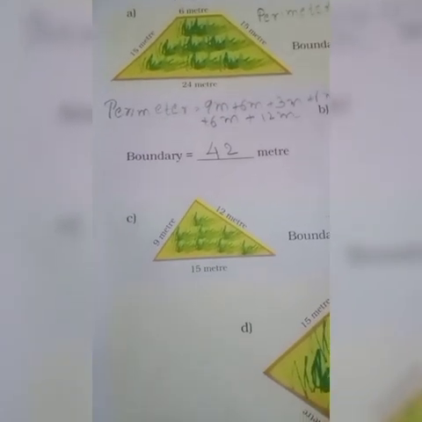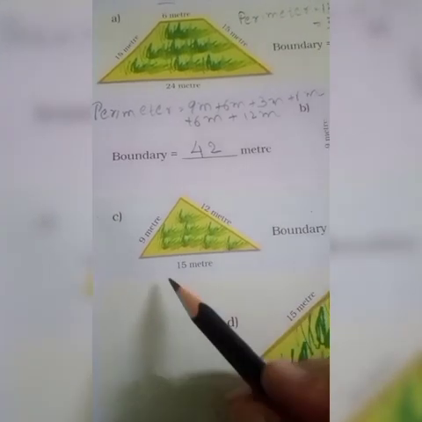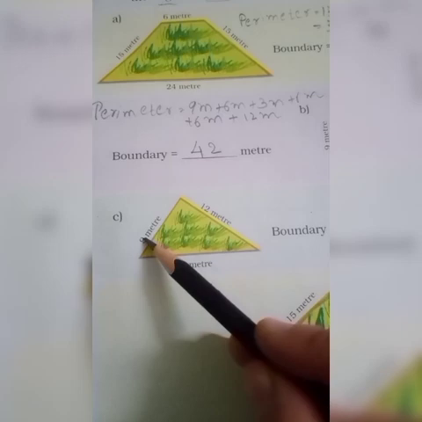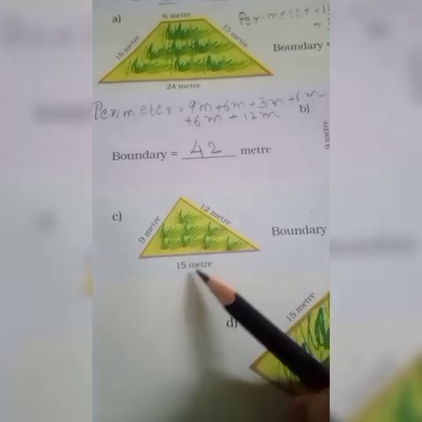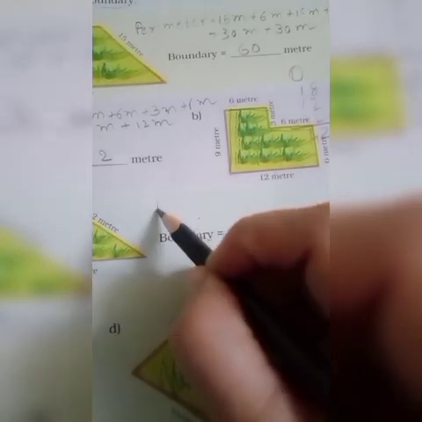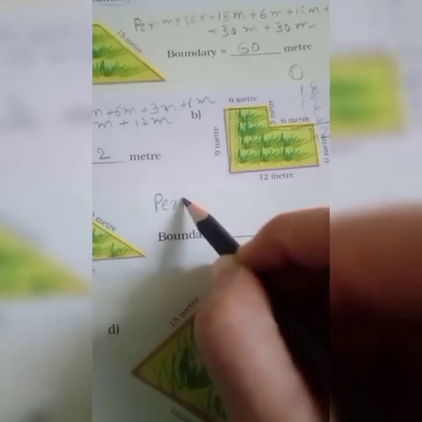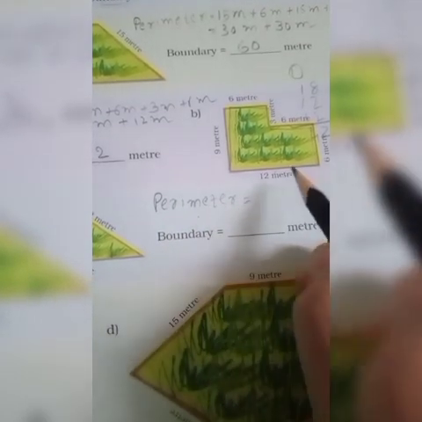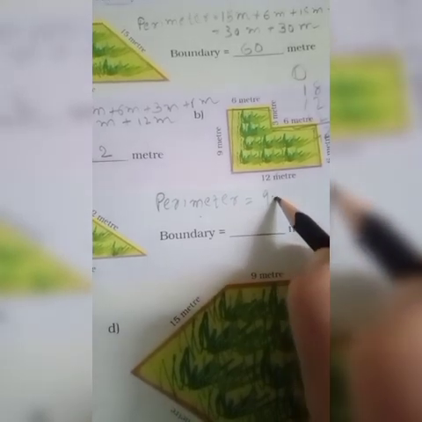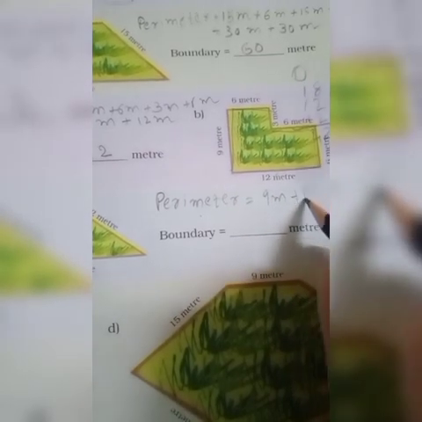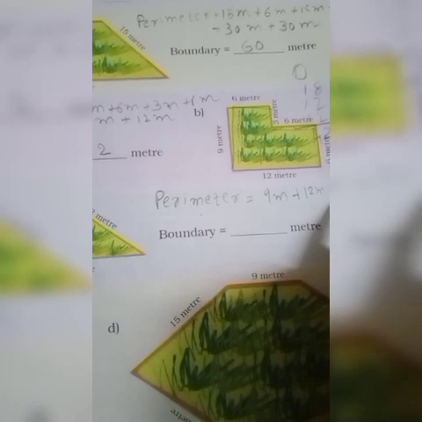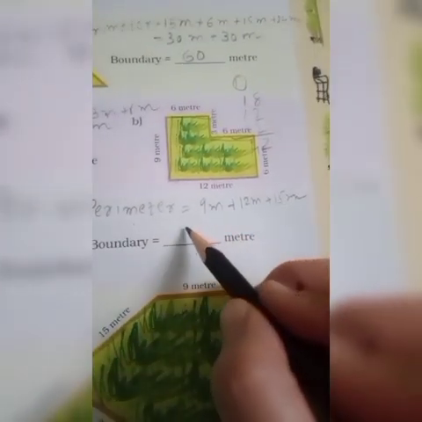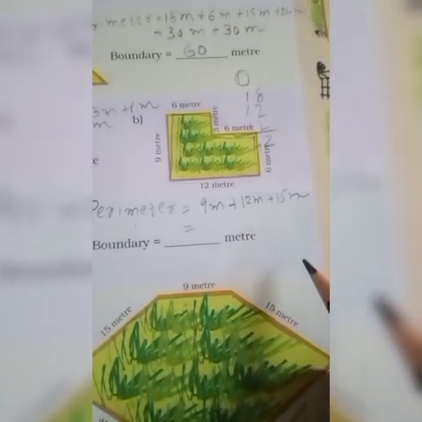Now let's see figure number C, which is a triangle shape. Can you see? And 3 dimensions were there: 9 meter, 12 meter and 15 meter. So here we have to write down its perimeter, or you can say boundary. Okay, how many dimensions? Only 3. 9 meter plus 12 meter plus 15 meter.